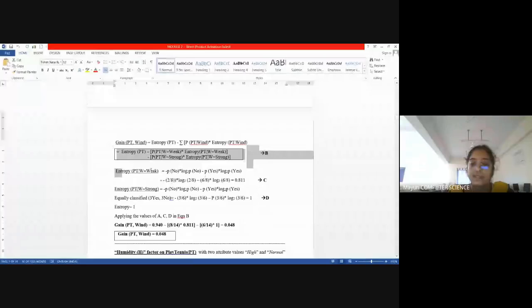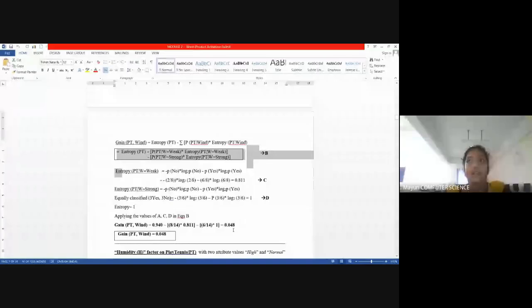So 6 out of 14 into, why have I written 1 here? Entropy of strong is 1 because it is equally classified with 3 no's and 3 yes. So its entropy is 1. You don't need to write completely in the examination. Whichever part you are calculating entropy for, that you can write. The remaining, which is equally classified like that, you can make the entropy value 1. So now what is the info gain of wind? 0.048.